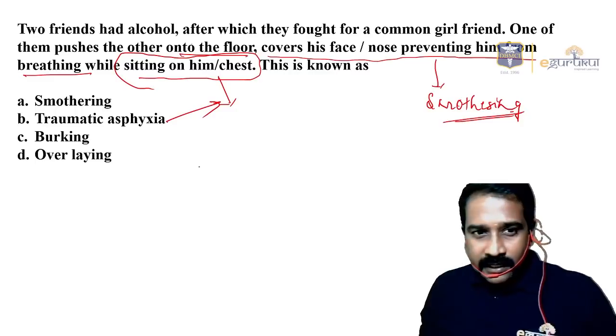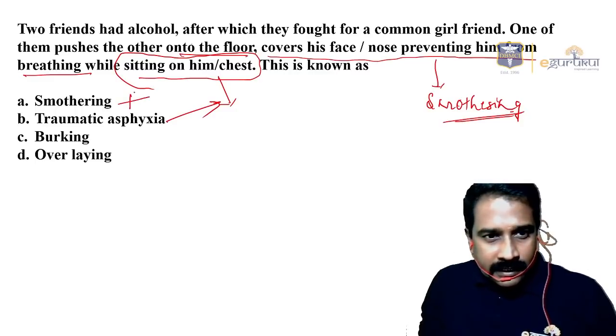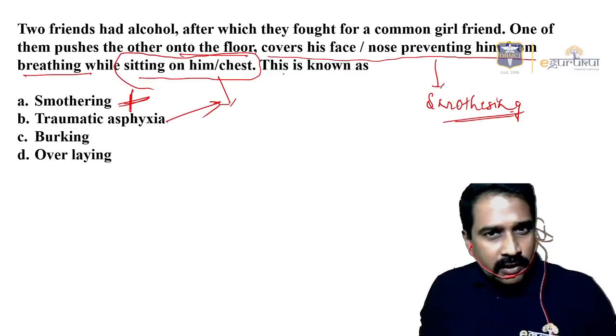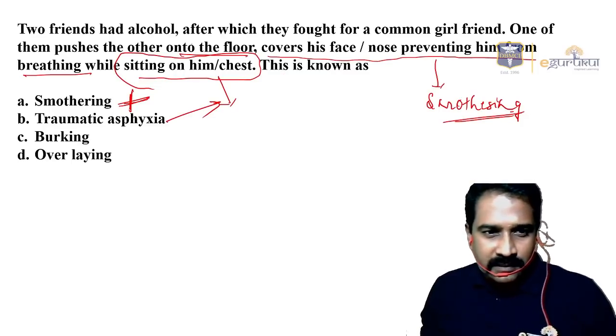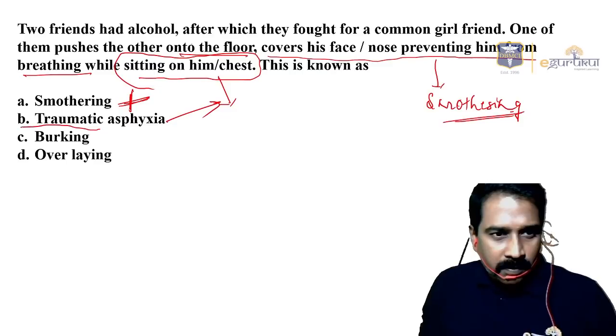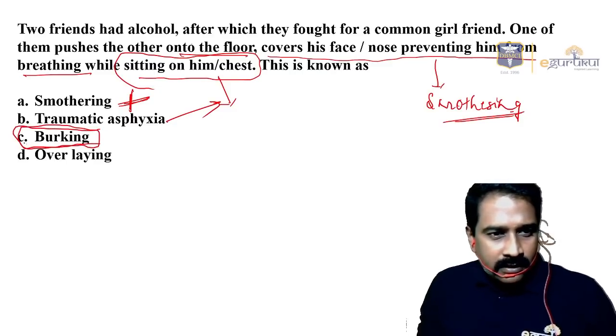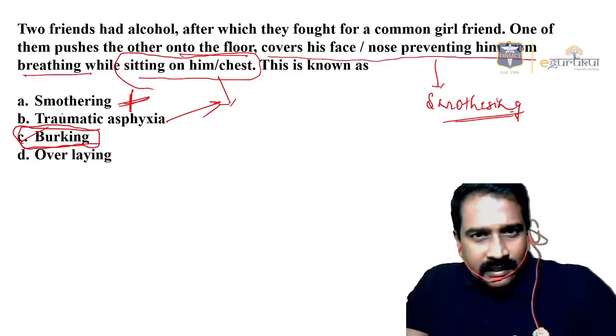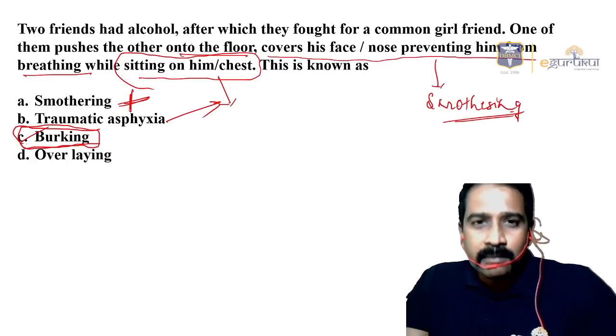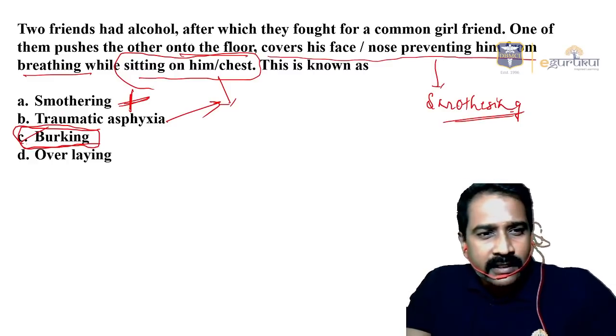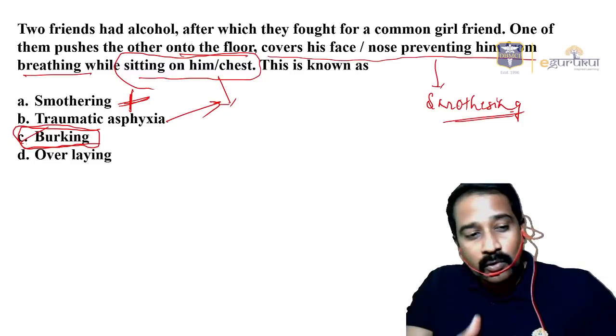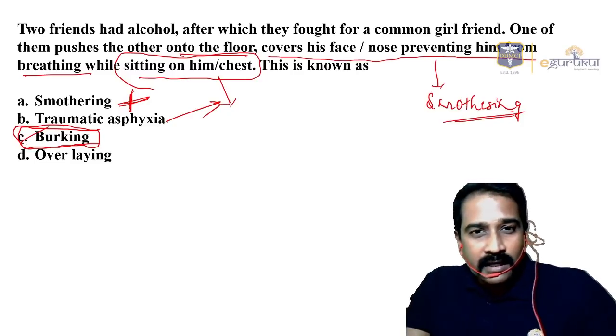So both are happening here. There is smothering and there is traumatic asphyxia, both very clearly seen. The combination of smothering and traumatic asphyxia is what we call burking, right? A good story goes behind that: William Burke and William Hare. The person who was finally convicted was William Burke, and so the name goes by him.